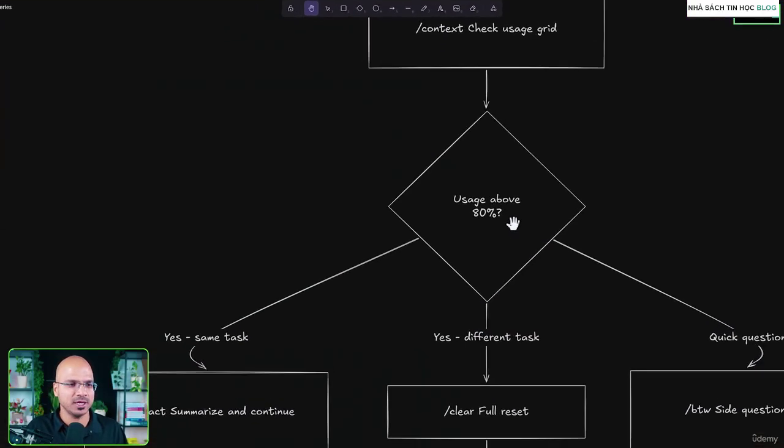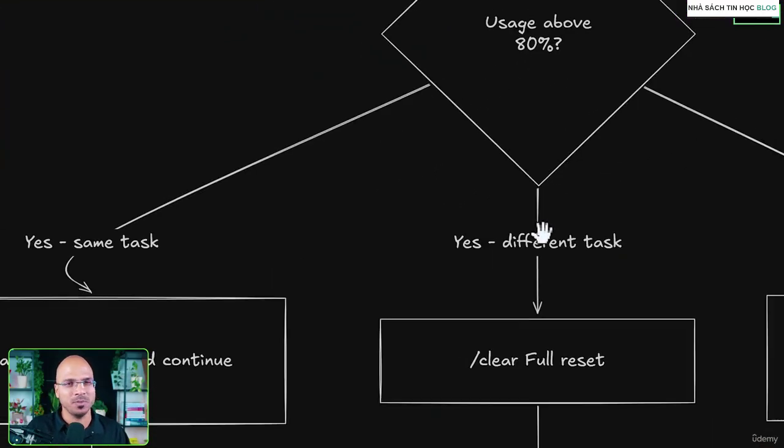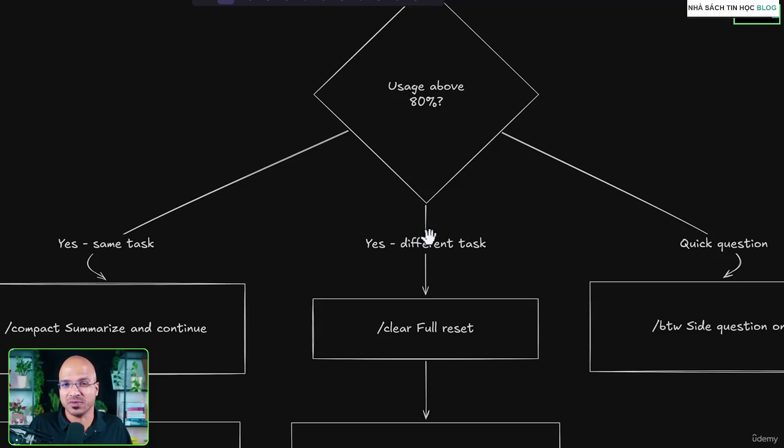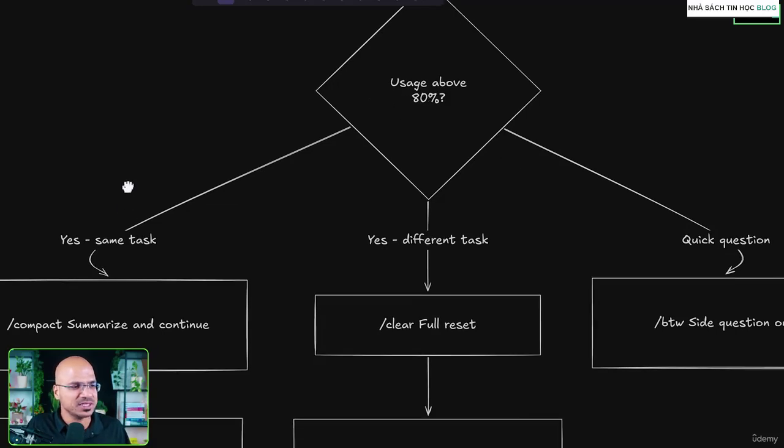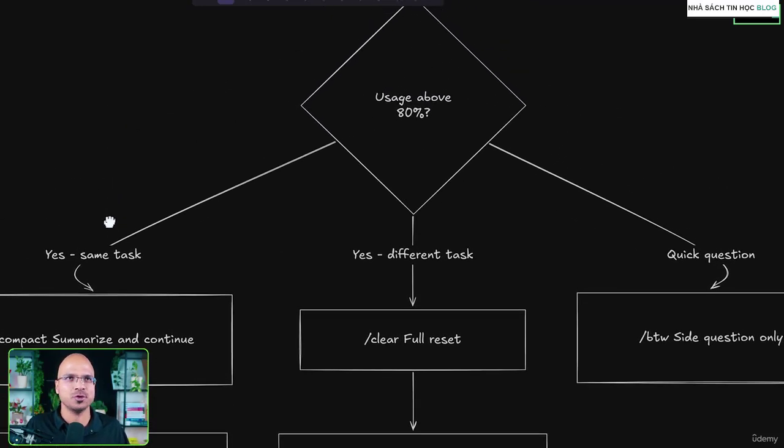So let's say usage is about 80%. For me, I would prefer to act at least at 75%, not 80%. I will not even wait for the 80%. I don't want hallucination. So at this point, if it is the same task, of course, you can't open a new session just because your context window is full. You're still working on that feature.